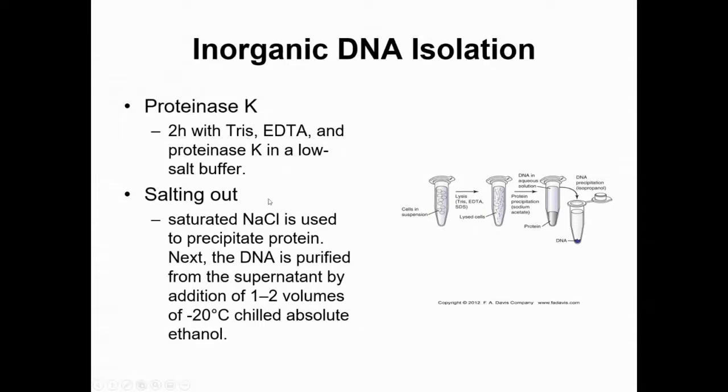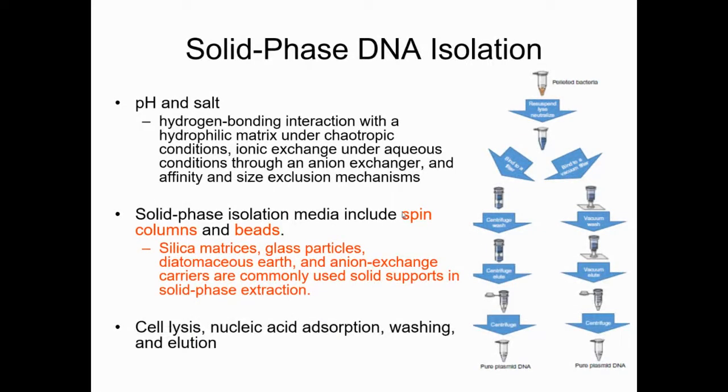And then after that, you can saturate with the sodium chloride, and then in the presence of ethanol and cold temperature, you can precipitate the DNA, all right? That's inorganic DNA isolation. And then for the solid phase DNA isolation, basically you have the column, and a lot of these can be found in commercial extraction kits in the market. So these allow a quick and efficient purification, okay, compared to the previous two methods.